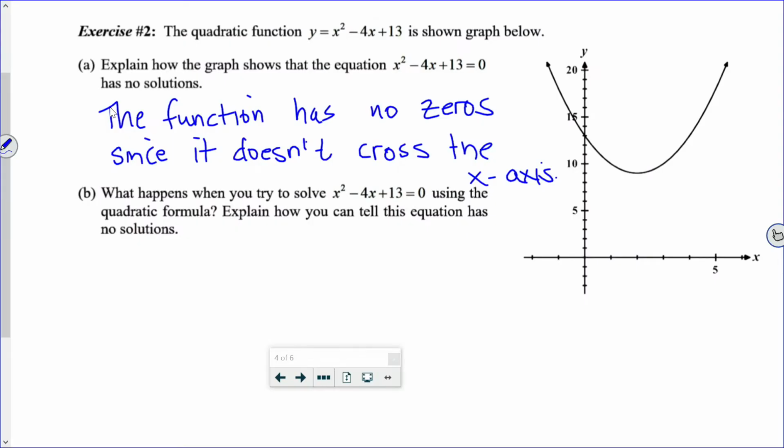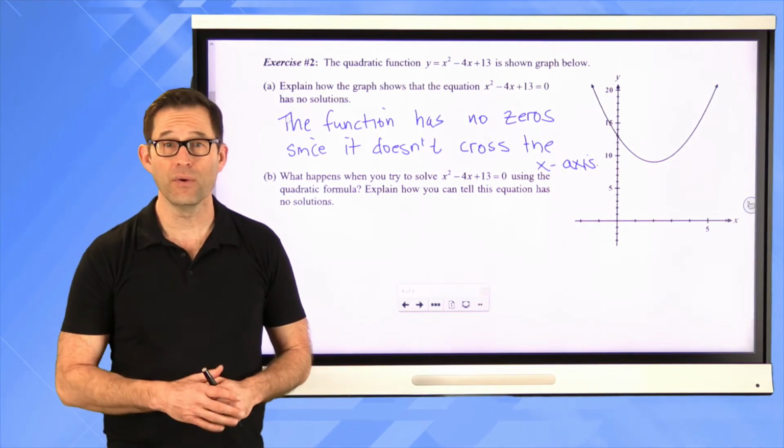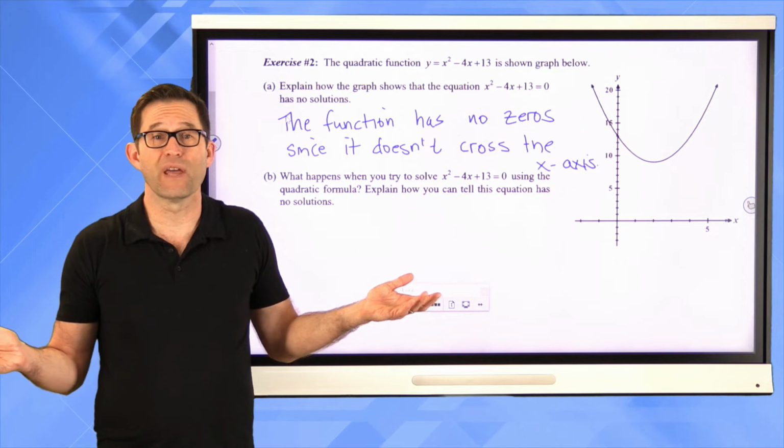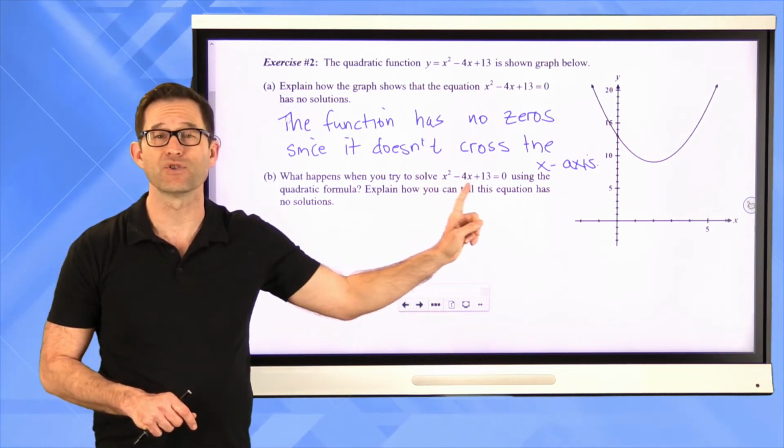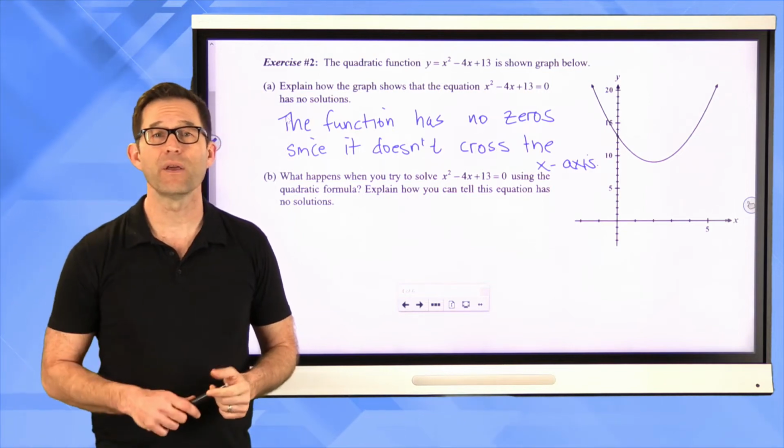What happens when you try to solve x squared minus 4x plus 13 equals 0 using the quadratic formula? Explain how you can tell this equation has no solutions. Fantastic. Okay, so what I'd like you to do is pretend the equation does have solutions and try to find them by using the quadratic formula to solve that. Pause the video now and take a shot at it.